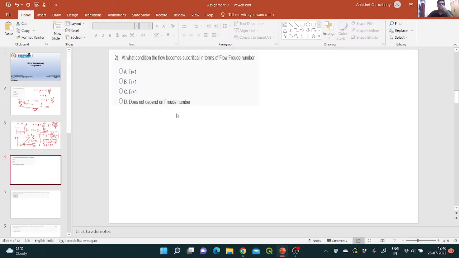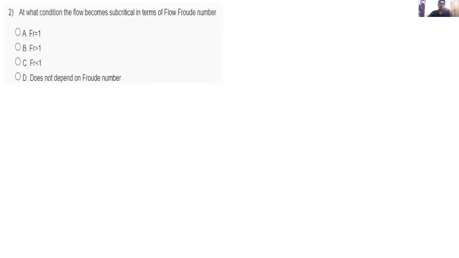The next question is about the condition. At what condition the flow becomes subcritical in terms of flow Froude number? So it is again a very basic question from your previous classes of fluid mechanics. So we know that the Froude number, whenever it becomes less than 1, it becomes subcritical. So the answer is supposed to be option C.